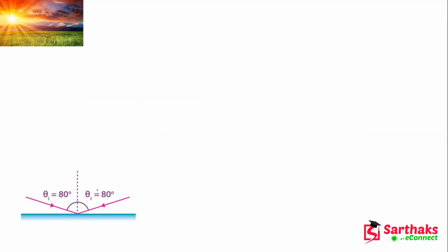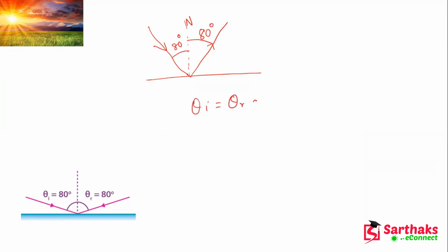In this case, 80 degree. So if they will ask, this will be a straight line. I have drawn a very bad diagram. Okay, so if this is the normal, and this one is 80 degree, this one will be 80 degree. Why? Because theta i equals theta r, according to the law of reflection.